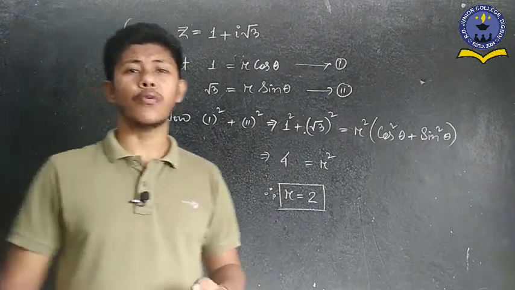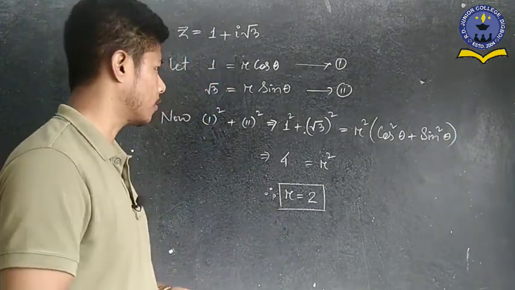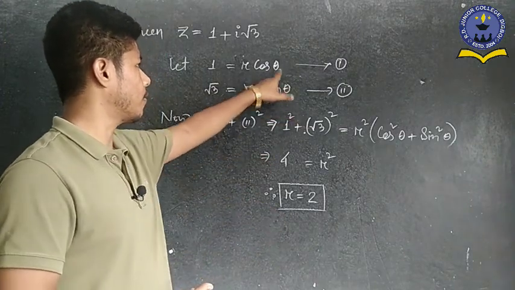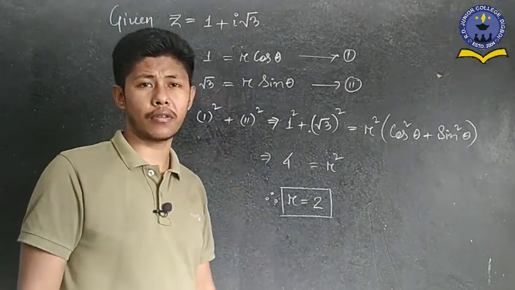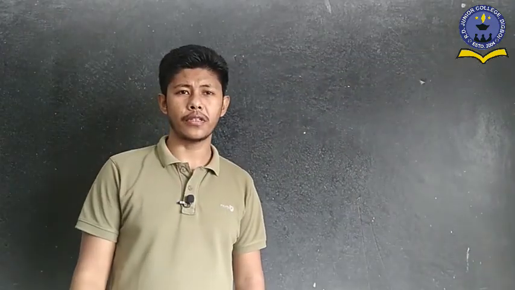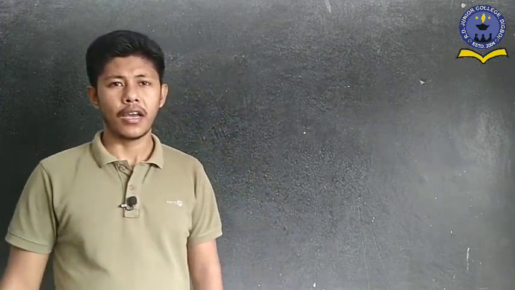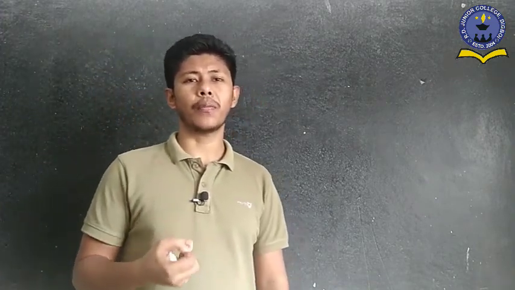Next, we have to find out the value of theta. So the second part, we have to find out the value of theta. Theta means argument or amplitude. Let's see how we can find this out. To find theta, that means amplitude, what do you have to do? First of all, we have to check where the angle lies, and this depends totally on your complex number.